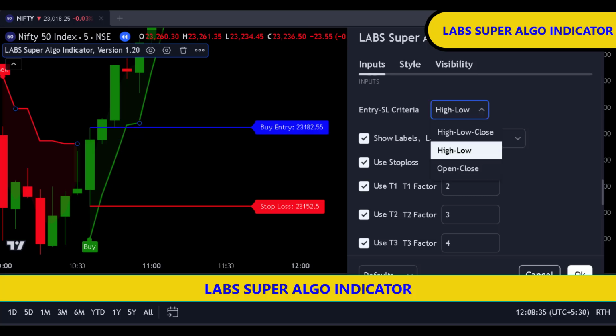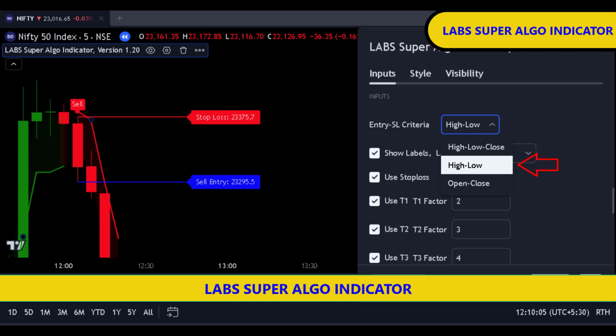For example, if you choose the high-low option, then, for a buy trade, the entry level will be at the high point of a candle, and the stop loss level will be at the low point of the candle. For sell trade, the positions will be exact opposite. The entry level will be at the low point of a candle, and the stop loss level will be at the high point of the candle.